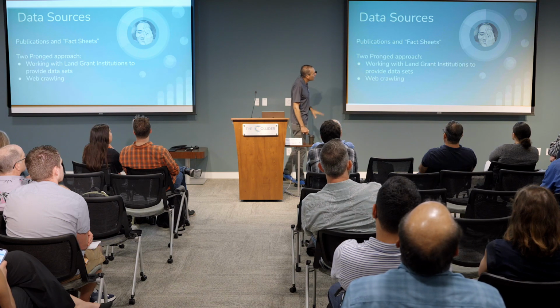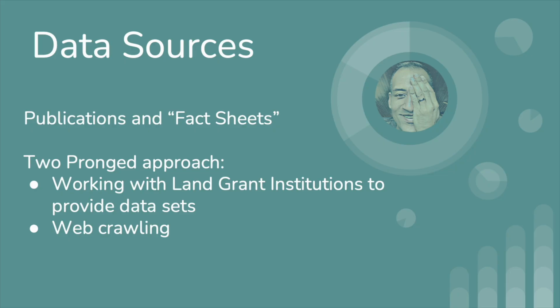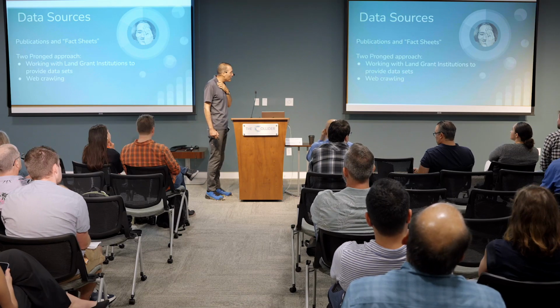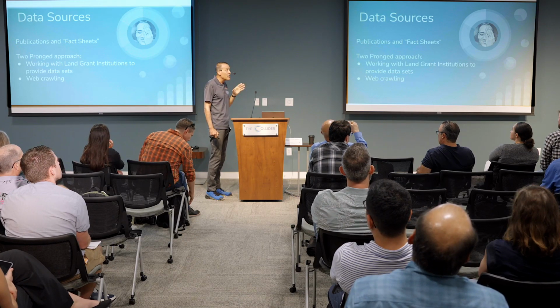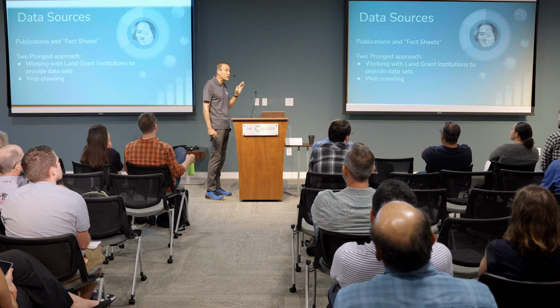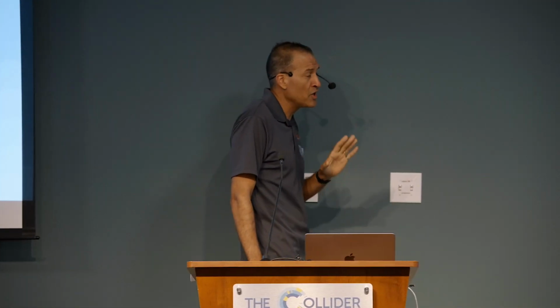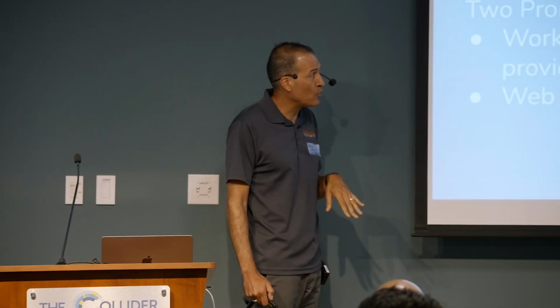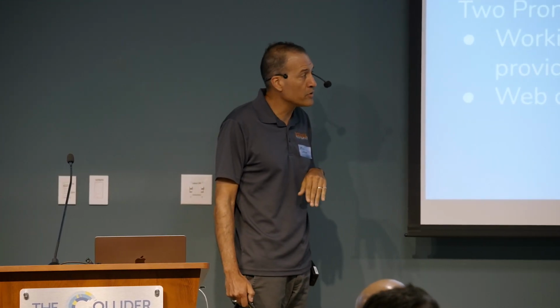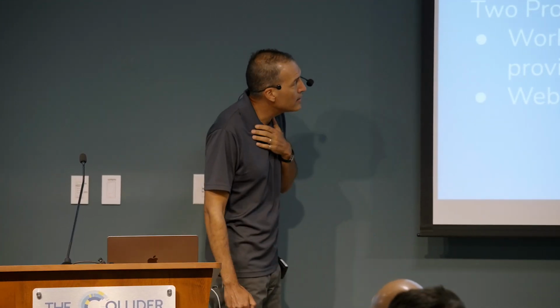Data sources. Again, each extension service, each state, calls their publications different things. Some call them publications, some call them fact sheets. You can think of each of those as a resource. They may be in HTML format. The Cooperative Extension Service historically loves PDFs, so often one of the challenges we run into is trying to process and parse PDFs. I'll talk more about that.